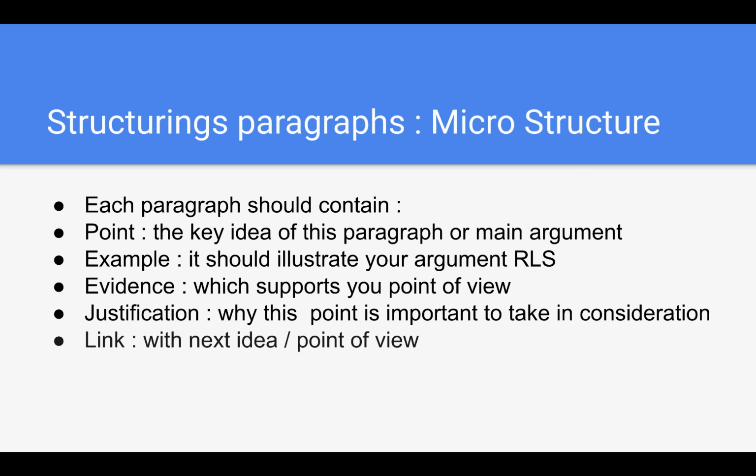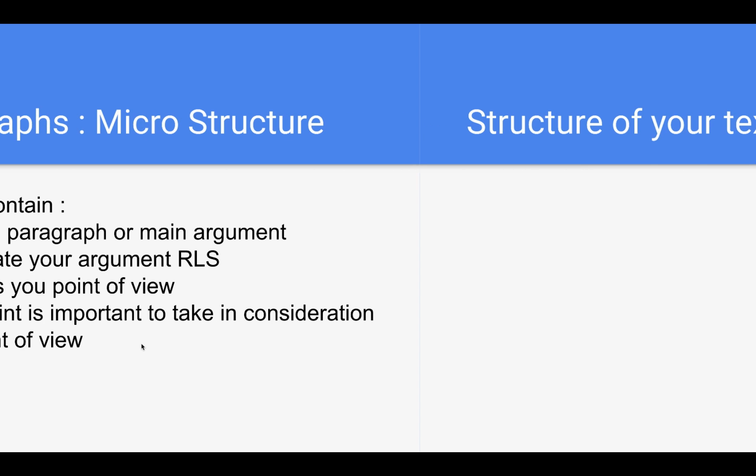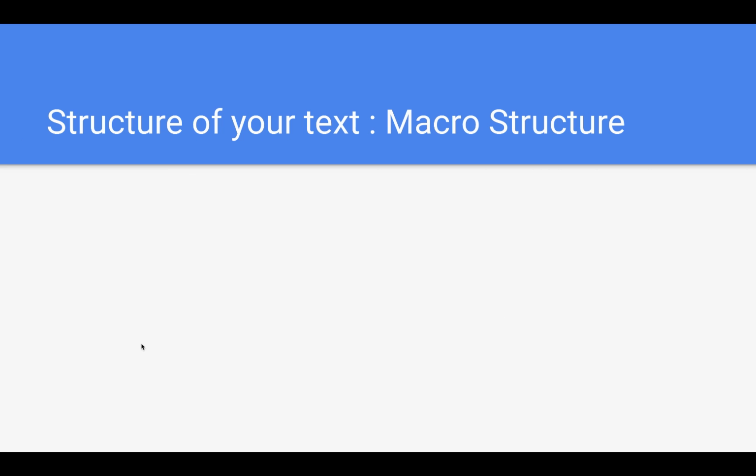Okay. Then the link. Don't forget that in the next paragraph, you're going to talk about another thing. So is there a link between this paragraph and the next? Maybe if my main point there was that, yes, remote learning is sometimes useful, then my link would be that, but sometimes it isn't useful. And then in the next paragraph, I would say, okay, it's not useful because, and I would give another point, another example, another evidence, another justification, and link it to the following paragraph. Okay, so that's what we call the microstructure.